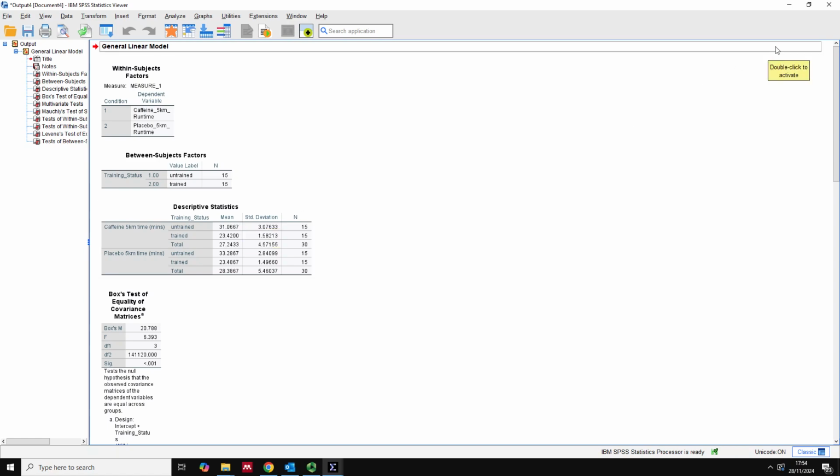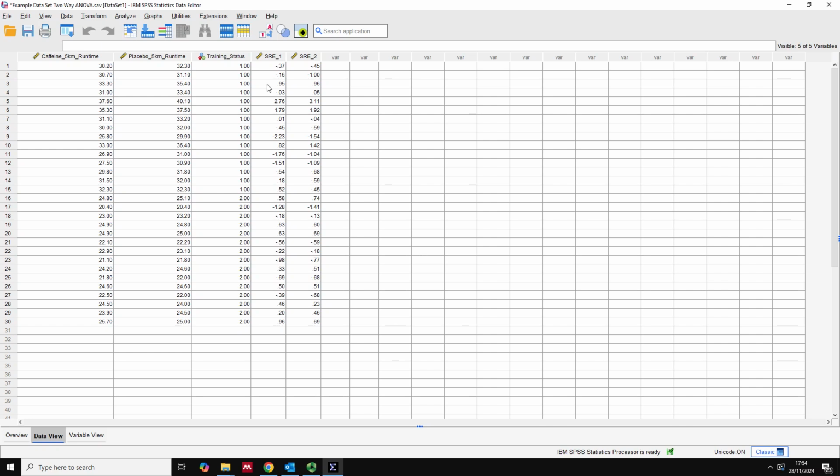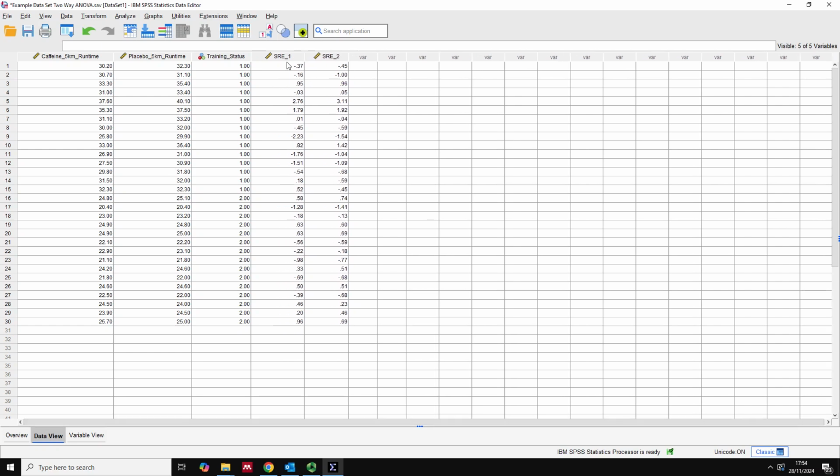So what I'm going to do is I'm going to close this output. I'm actually not interested in it yet because I still need to check that assumption of normality. So I'm going to close that off, not save it. And what you can see in my input window in the data view, I've now got these 2 columns. These are the residuals. And I need to do the normality checks on these.